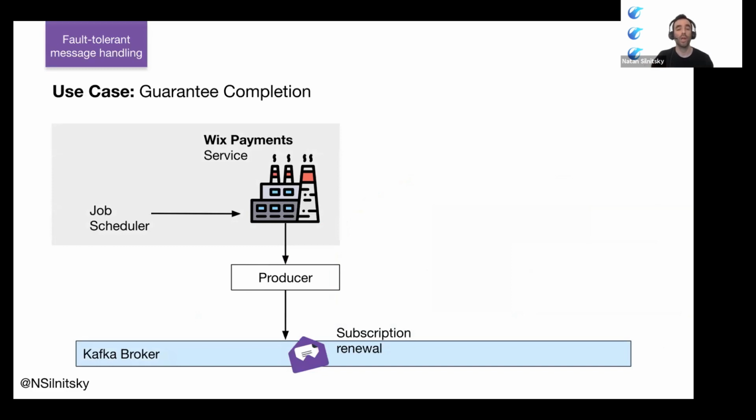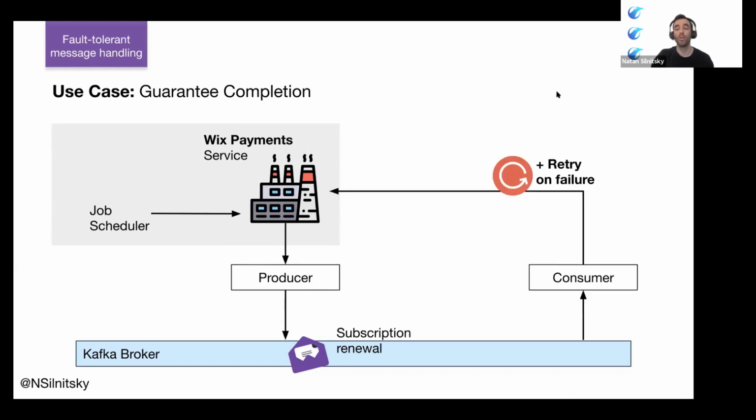So if you look at the complete use case, we have the Wix payment service that is in charge of payment subscription renewals. So we have an external job scheduler that schedules renewal jobs for Wix payment service. So the first thing the service will do, it will produce the message to Kafka. And if the message is successfully produced to Kafka, we know that it will eventually be consumed because we have a Greyhound consumer with the retries on failure. So the job scheduler does not need to worry about rescheduling in case of failure. It can fire and forget.